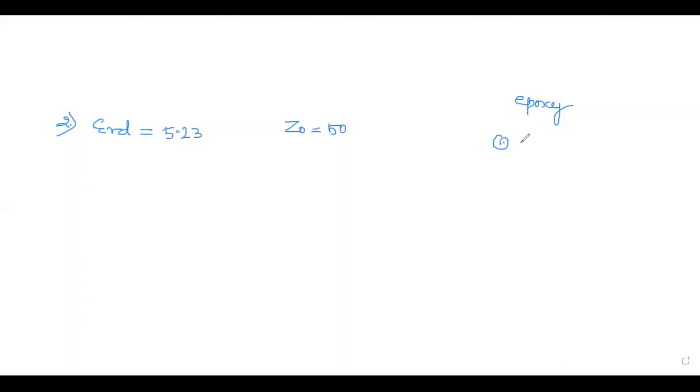So the characteristic impedance is 50 ohm. Calculate the line inductance and line capacitance.